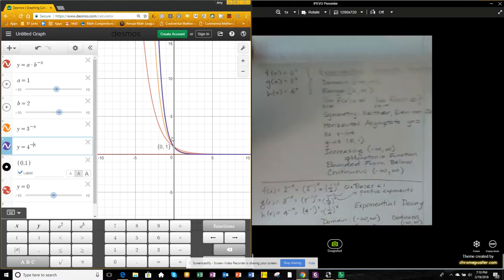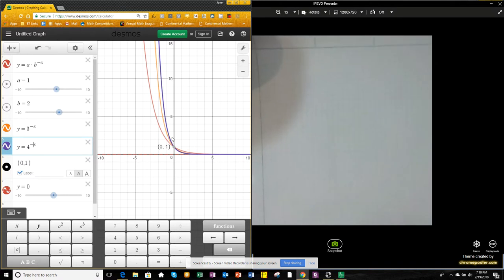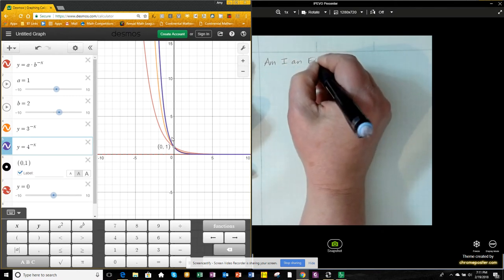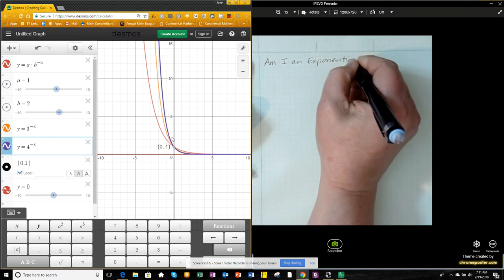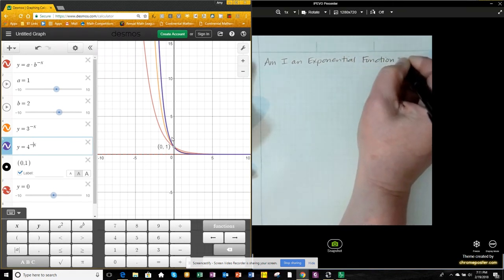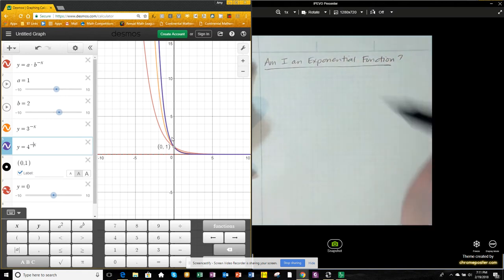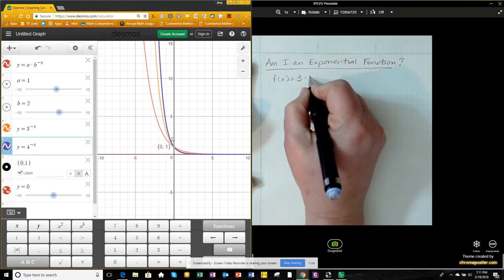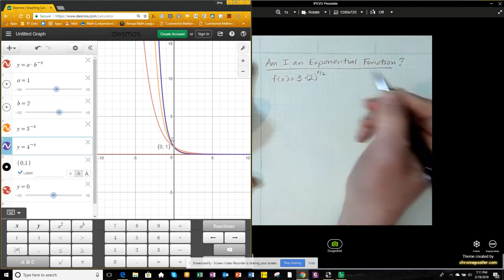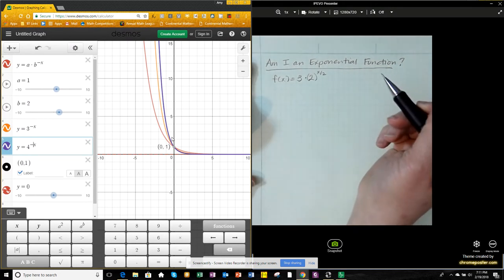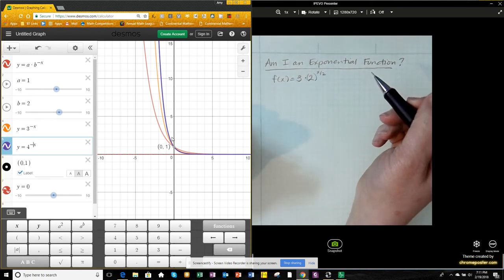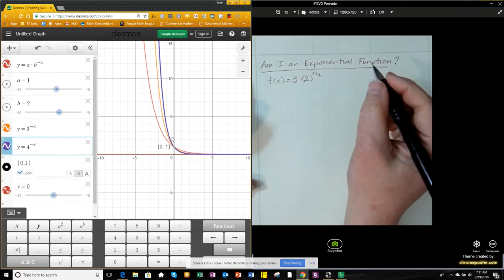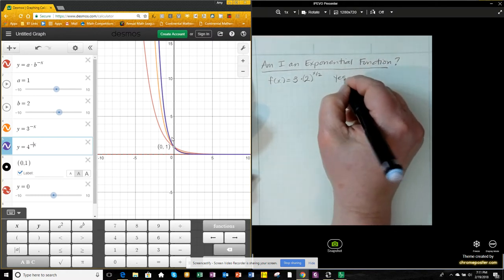All right, so let's play a game. The game is this. Am I an exponential function? All right, so let's play this game. Am I an exponential function? Let's say I give you f of x is equal to 3 times 2 to the x over 2. Well, does it follow the rules that we stated earlier? First of all, is the a not equal to 0? Well, that's true. And then is the base not equal to 1 and greater than 0? The answer is yes. So this is an exponential function.